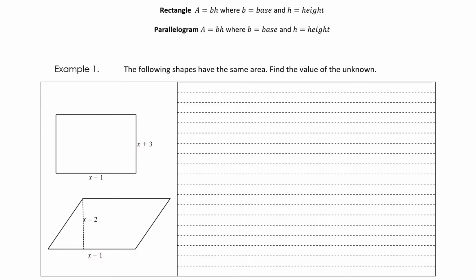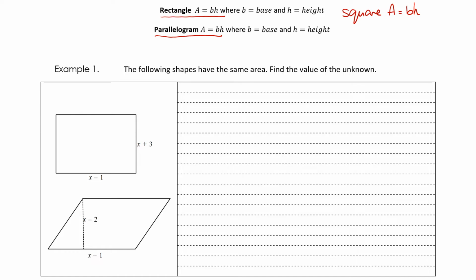So these are our first two formulas: area of a rectangle, base times height; area of a parallelogram, base times height. Same for area of a square, because a square is a rectangle. Base times height, that looks like an L. Base times height. All right, the following shapes have the same area. Find the value of the unknown. Ooh, how interesting.